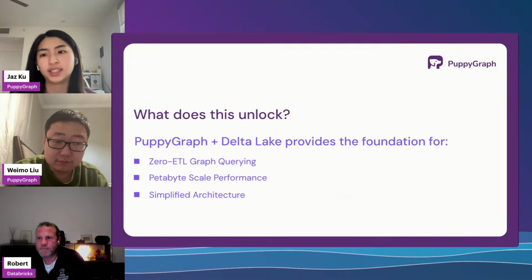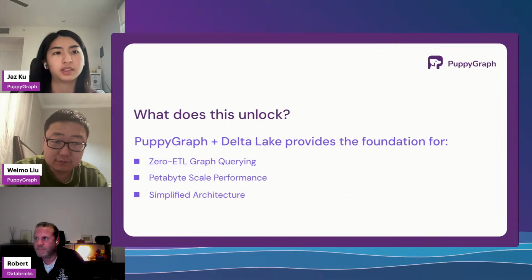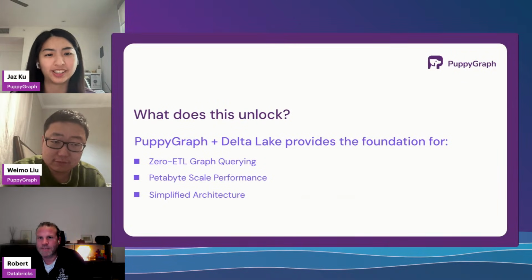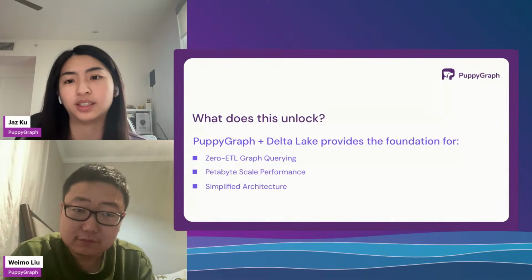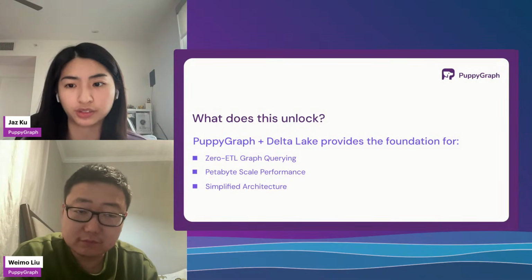And because of these design decisions, we offer petabyte scale performance. So even as your data scales up, PuppyGraph can scale with it because we are a distributed query engine. And we greatly simplify the architecture because your Delta Lake tables remain as your single source of truth.